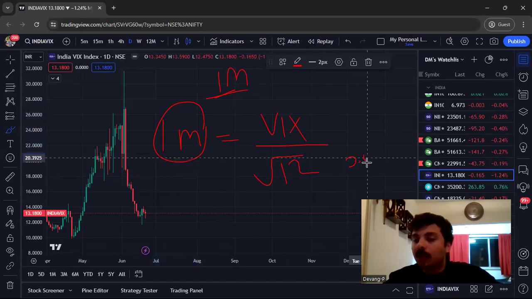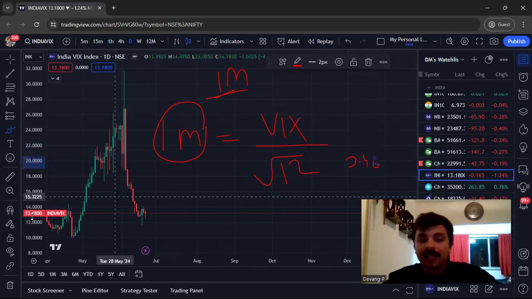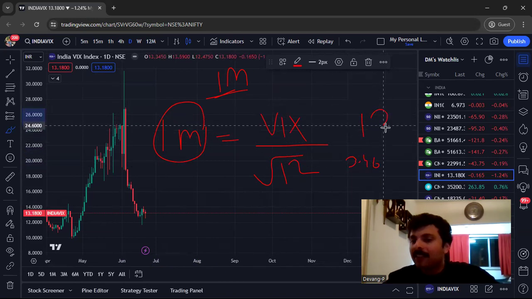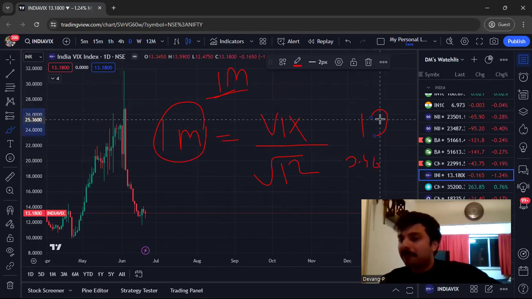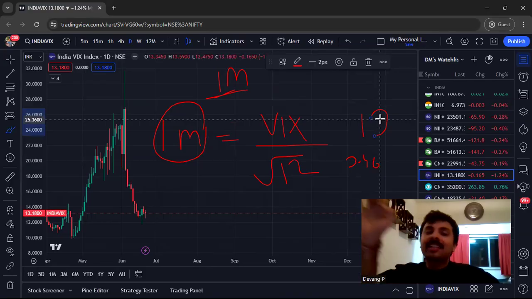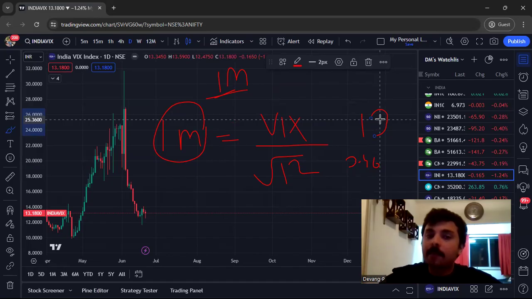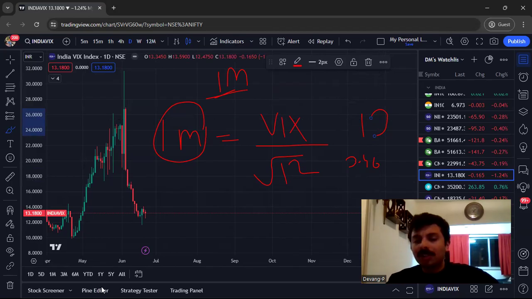The square root of 12 is 3.46. You can use your calculators. So if my number is 13 right now, 13 divided by 3.46 is approximately 3.5%, if my maths is right. That is the expected movement that can take place, either on the upside or on the downside of Nifty. Now, this is very, very important information. Now, you might ask me, what is the use of this? I'll explain. Hold your horses.